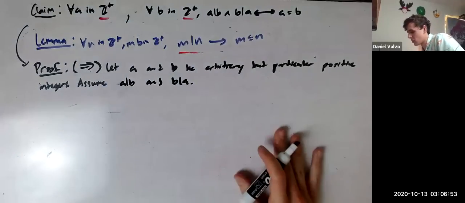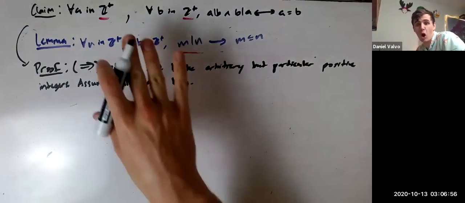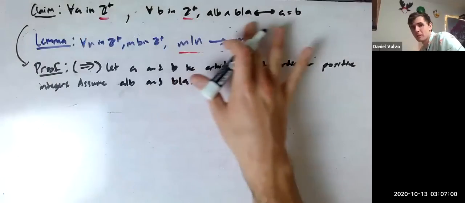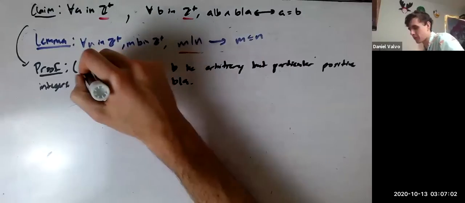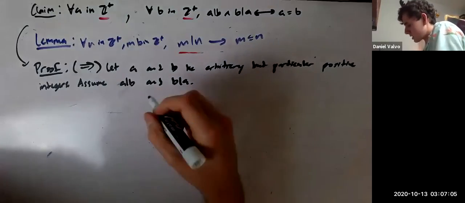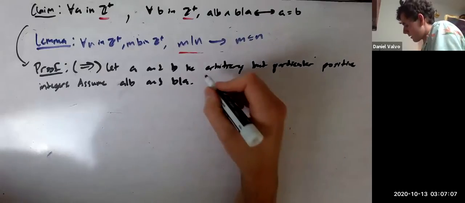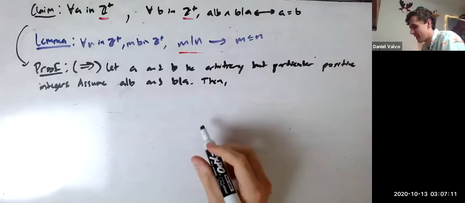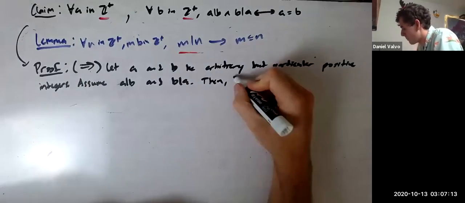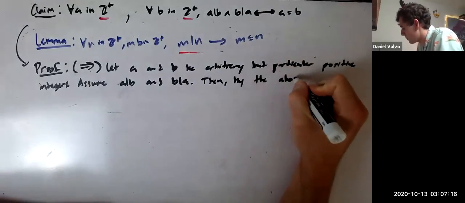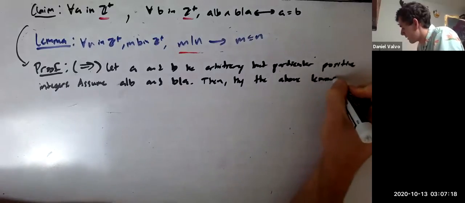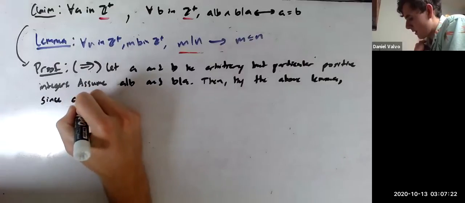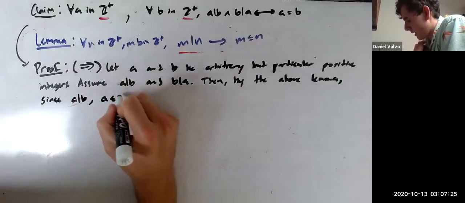So once again, we're just letting A and B be arbitrary elements of the domain, and then we're going to assume the hypothesis and prove the conclusion, since we're dealing with this first direction, left to right first. So assume A divides B and B divides A. Then, here's the beauty of the lemma, all right? By the above lemma, since A divides B, A is less than or equal to B.